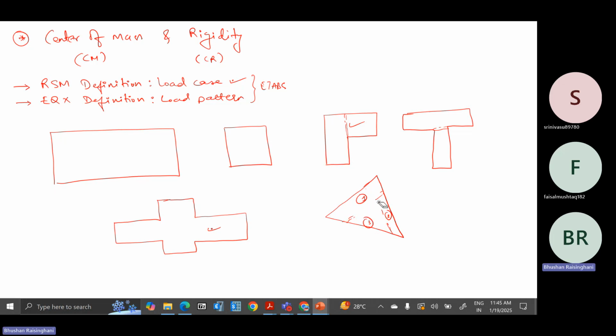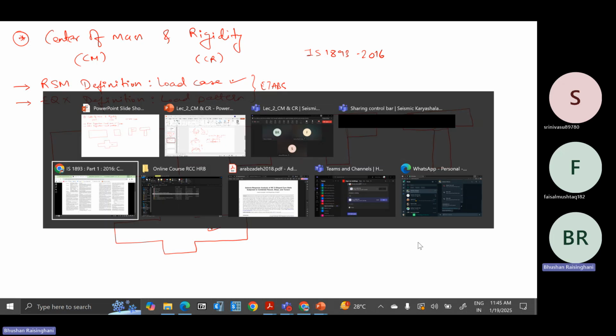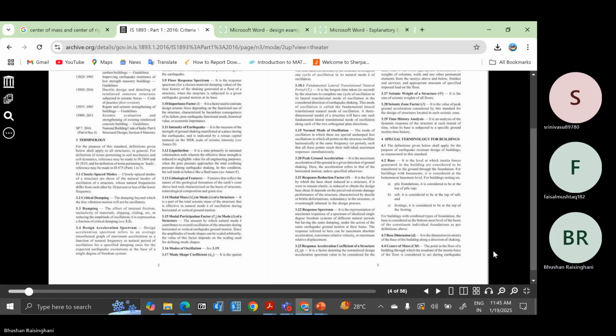So one is the shape of the building. How is the shape of the building, how do we provide for that? We have to refer to IS 1893 2016, which I will just open right now.